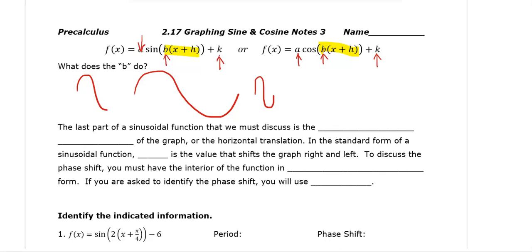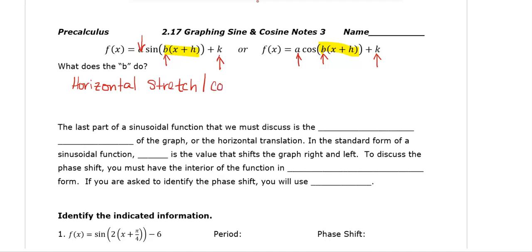And that's what that horizontal change is going to do. That's exactly what that B value always does, that horizontal stretch, horizontal compression. So what does B do? It's our horizontal stretch, compression.